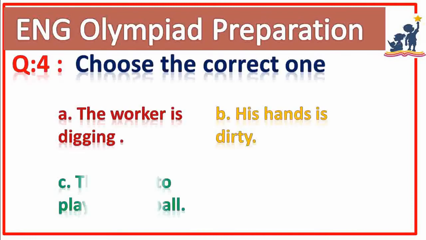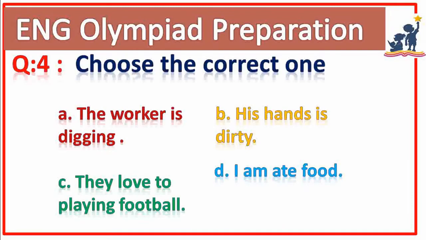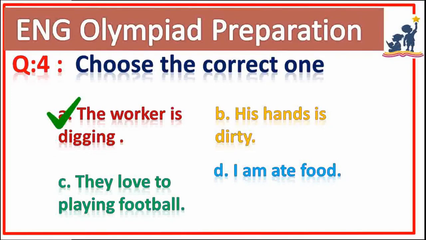Question number 4. Choose the correct one. A. The worker is digging. B. His hand is dirty. C. They love to playing football. D. I am ate food. Right answer is the worker is digging, because here also the worker is in singular form. So we use is before digging.